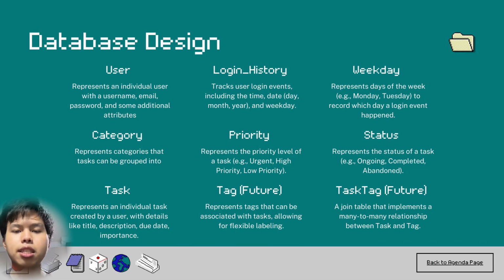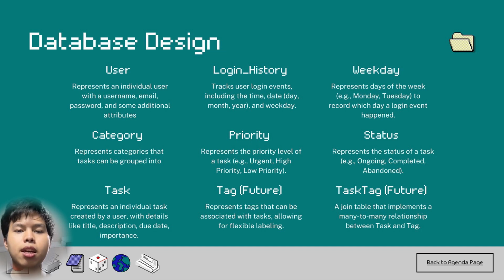The database design we have made will have 9 tables. The first one is users, which represents an individual user with a username, email, password, and some additional attributes. Category represents the category that tasks can be grouped into. Task represents an individual task created by users with details like title, description, due date, and importance.